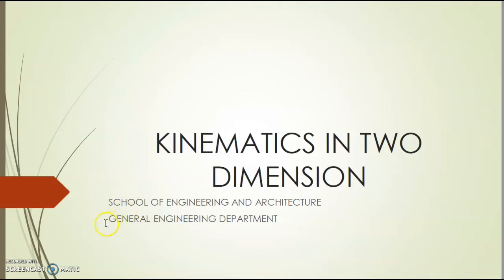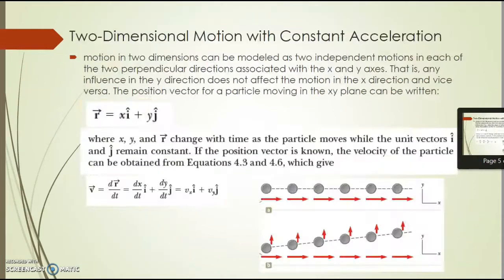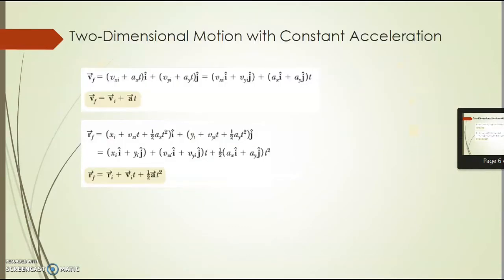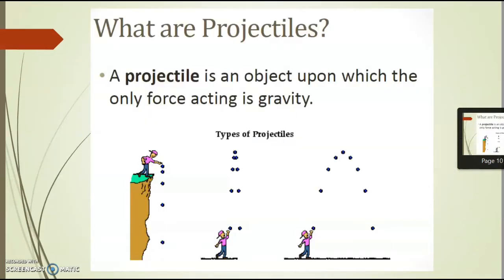As a continuation for kinematics in 2 dimensions, this is our part 2. And we will start with projectile. Okay, so what is a projectile? A projectile is the trajectory that an object makes wherein the only force acting is gravity.